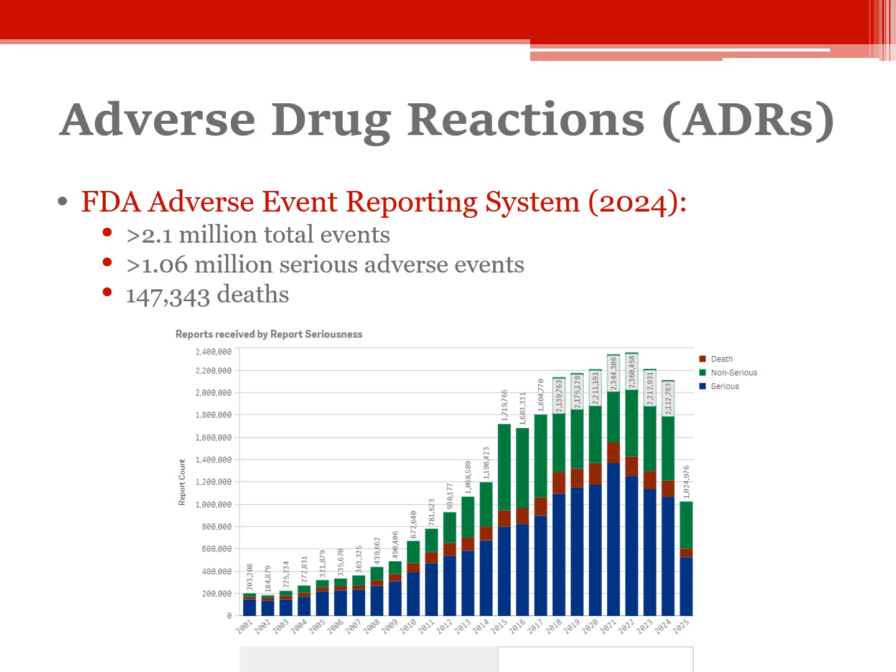But in the year 2024, the last year for which we have complete data as of this recording, there were more than 2.1 million total events reported to the FDA's adverse event reporting system, more than 1.06 million serious adverse events, meaning ones that could cause permanent or long-term physical injury, and there were a little over 147,000 deaths that occurred as a result of adverse reactions to drugs or biological therapeutic treatments.